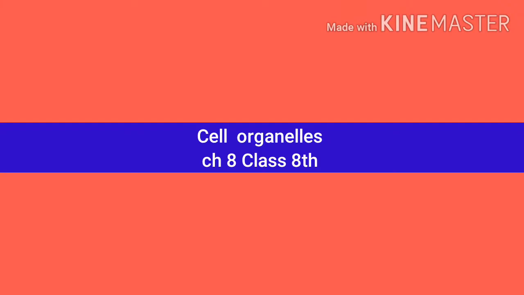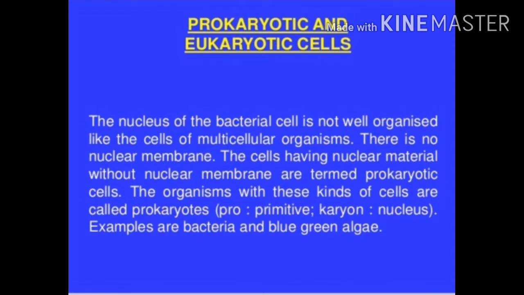Cell Organelles, Chapter 8, Class 8th. Children, based on the type of nucleus a cell has, the organisms are of two types: prokaryotes and eukaryotes. And the organisms which have a prokaryotic nucleus, their cells are called prokaryotic cells.